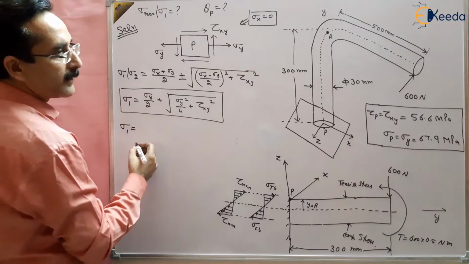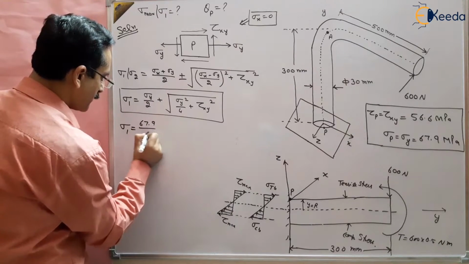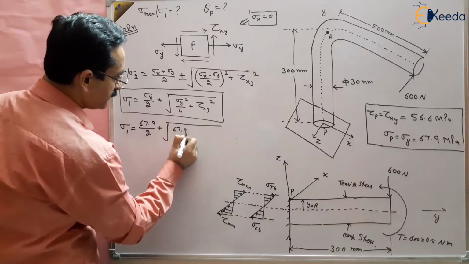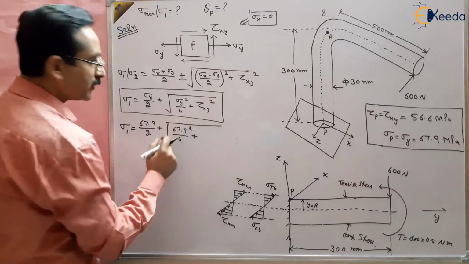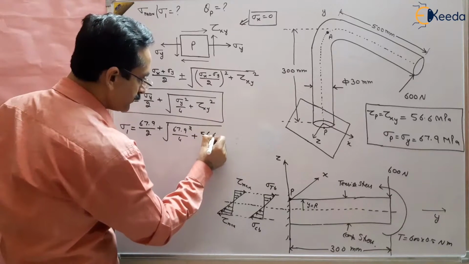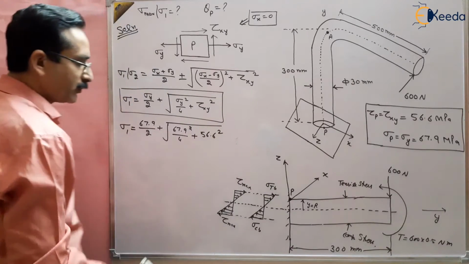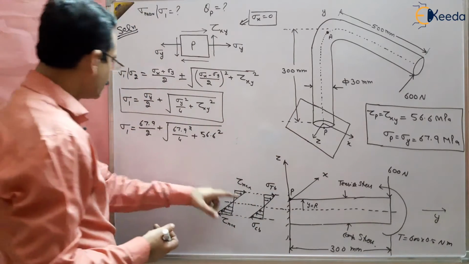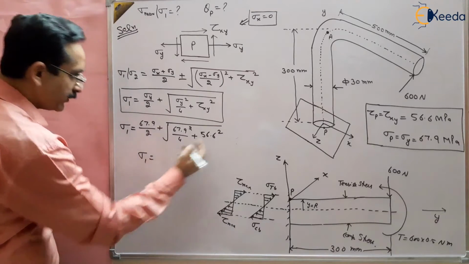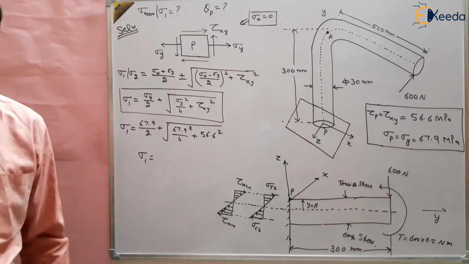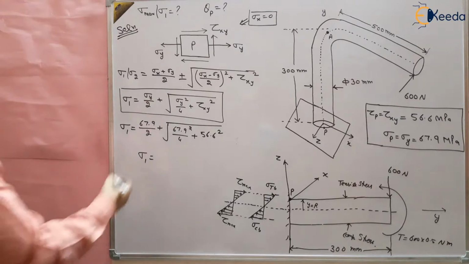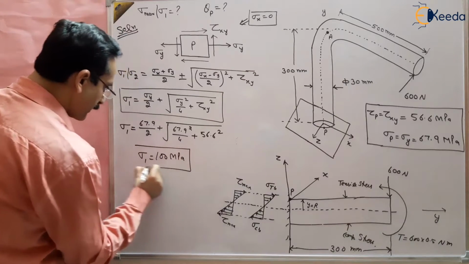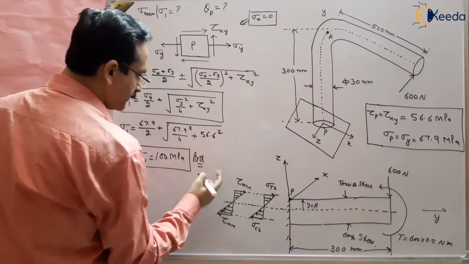So sigma 1 equals 67.9 by 2 plus the root of 67.9 square by 4 plus 56.6 square. Solve it and you will get the value of the maximum principal stress. Solving it, we get 100 megapascal. So this is the answer for the maximum principal stress.